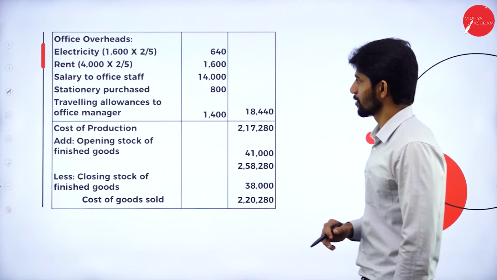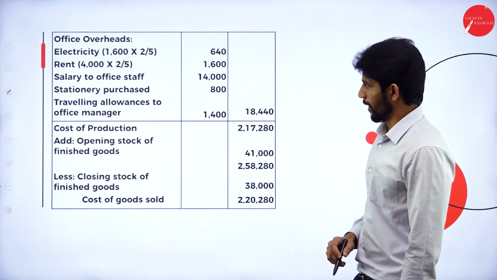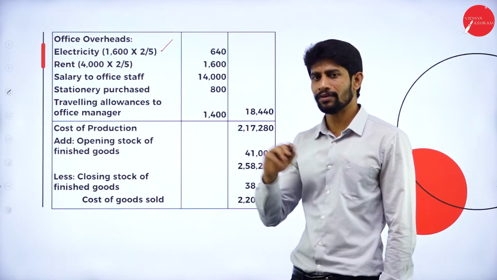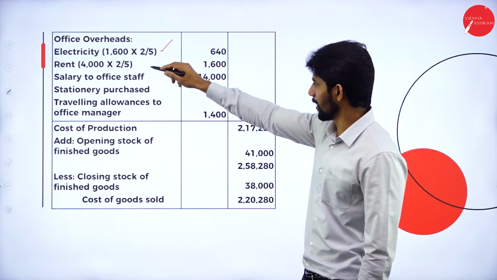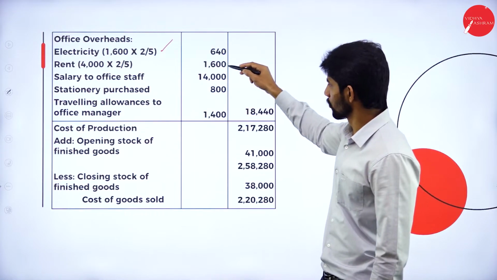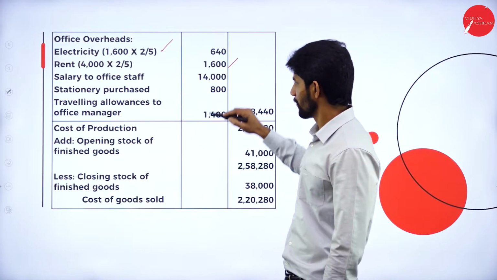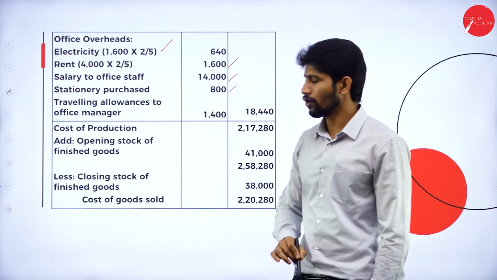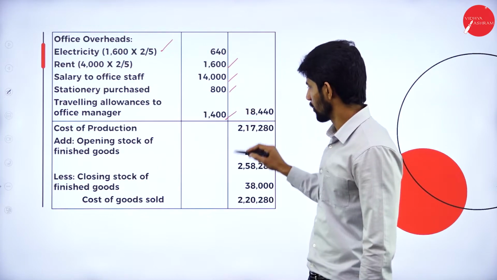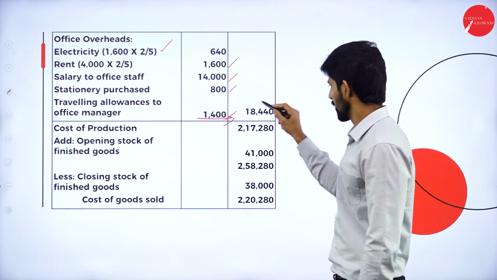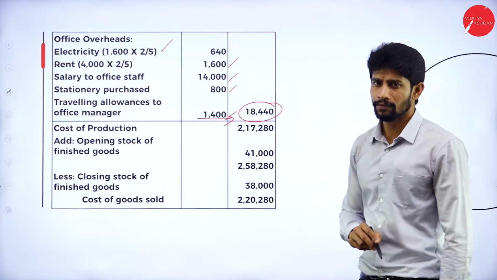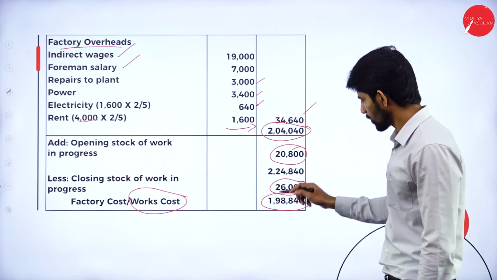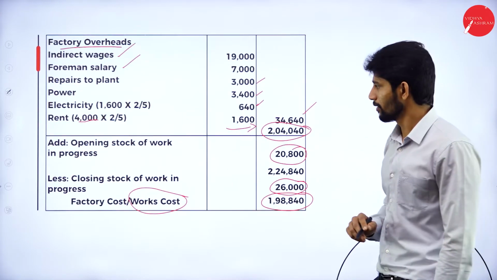For this work cost, add office overhead. In that, electricity 1,600 into 2/5, because that should be divided in the ratio. So 640, rent 4,000 into 2/5, so 1,600. Salary to staff, that is office staff, 14,000. Stationery purchased 800. Traveling allowances to office manager 1,400. Total the office expenditure, you will get 18,440. So add 18,440 with 1,98,840.